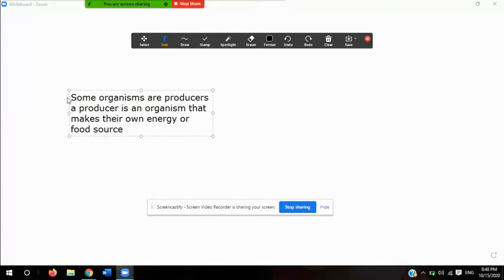So, for example, plants are an example of producers because plants don't need to obtain their energy from an external source. We know that plants are photosynthetic organisms, and because they're photosynthetic organisms, they basically make their own food. But plants are not the only organisms that are producers. We also have certain bacteria where the organisms are producers. And some bacteria are actually photosynthetic.